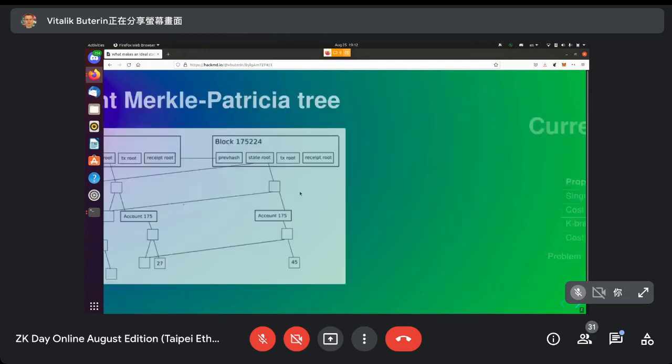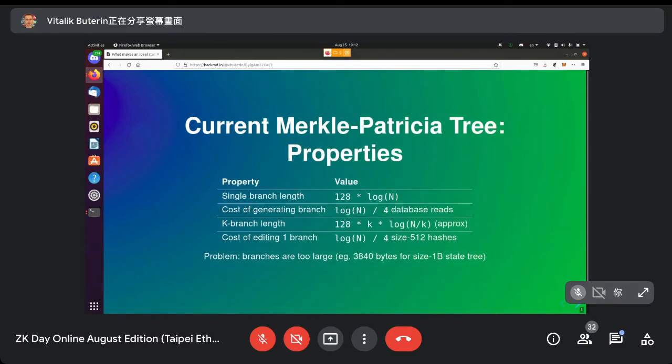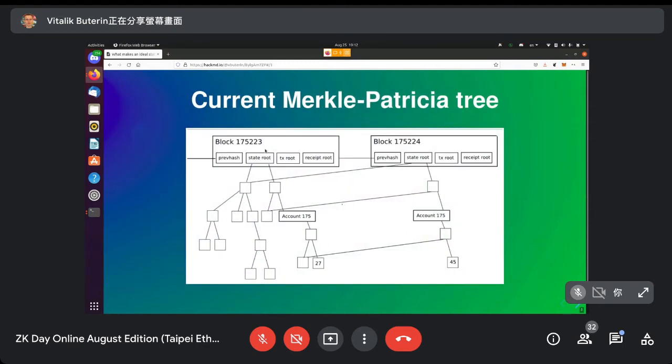So how short? Well, we can look at the properties of branches in hexary trees as they exist today. If we want to look at the length of a single branch, then the length of a single branch on average is roughly 128 times log n. Now, you might ask, why this number? It's actually 512 times log base 16 of n, because at every level of the tree, every node has 16 children. And so if there are n nodes in the tree, then the depth of the tree is going to be log base 16 of n.